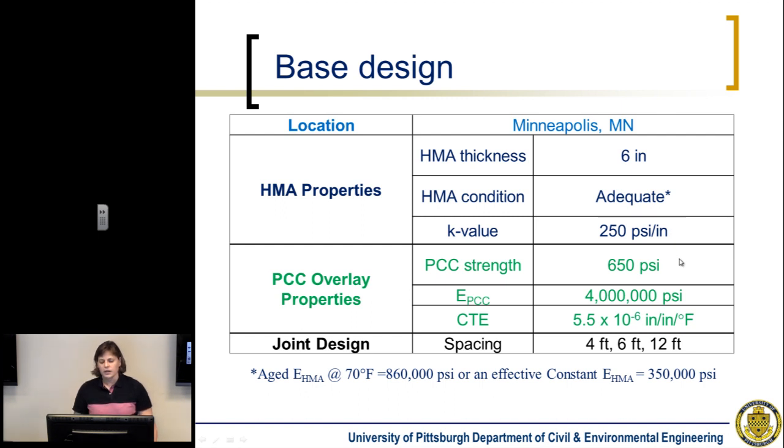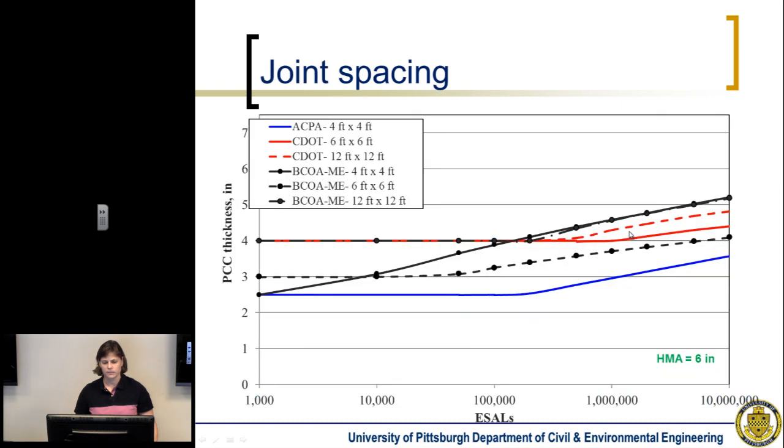standard values. The concrete strength will be a typical paving mix with about a 650 psi flexural strength, correlating to around a 4 million psi elastic modulus, and a typical thermal coefficient of expansion of 5.5 times 10 to the negative 6 microstrain per degrees Fahrenheit. The joint design that we'll look at will be 4x4, 6x6, and 12x12 panel sizes. So the first thing we're going to look at is the sensitivity of the overlay thickness to panel size.